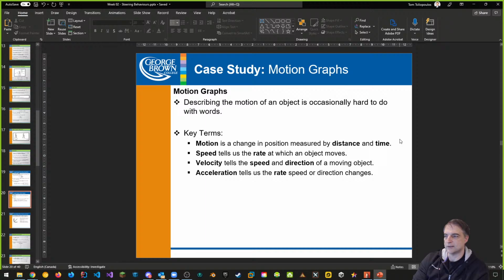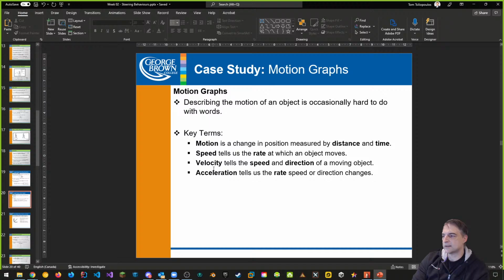And speed tells us the rate at which an object is moving. So distance over time is what speed is. Velocity is displacement over time. And because velocity and acceleration are vectors, speed is usually a scalar. Velocity tells us not just the speed, but also where we're going, right? So speed and direction, or a lot of times vectors can be described as having magnitude and direction. Magnitude is just another word for speed here in our case for velocity.